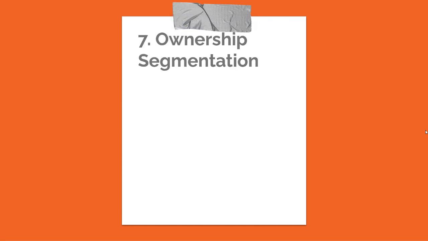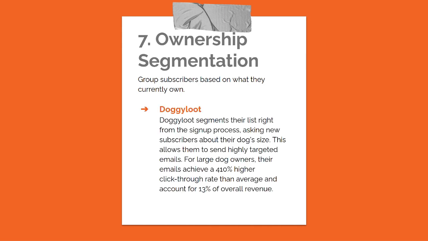Seventh is ownership segmentation. So what is that? Well, it's a group of subscribers that are segmented based on what they currently own. And Doggy Loot does that well. Here, they segmented their list right from the sign-up process, asking new subscribers about their dog's size. This allows them to send highly targeted emails. For larger dog owners, their emails achieve a 410% higher click-through rate than average. This accounts for 13% of their overall revenue.